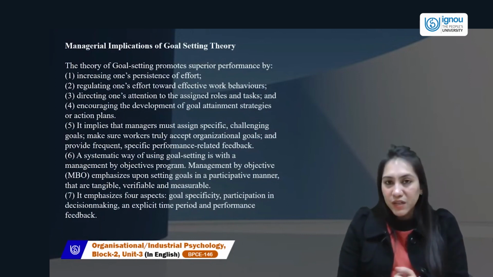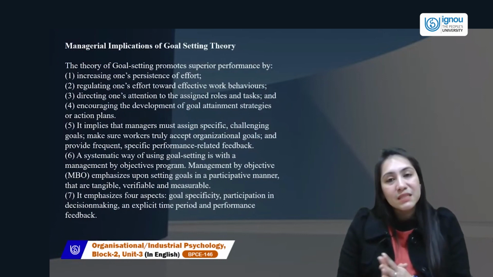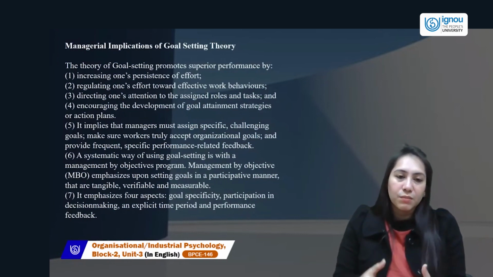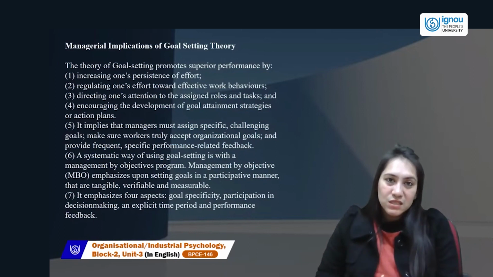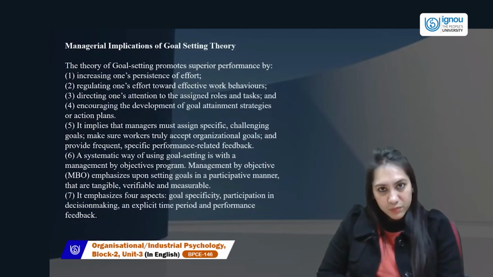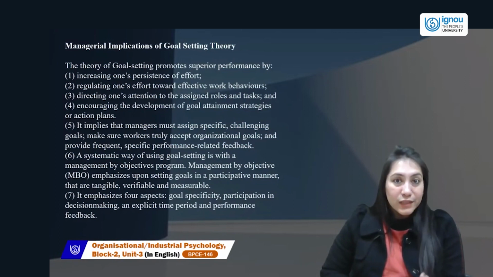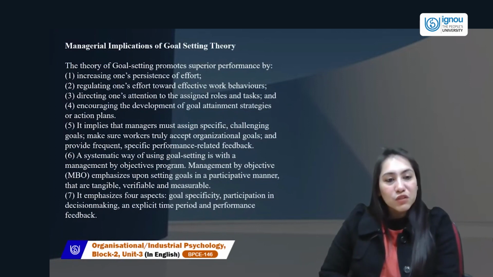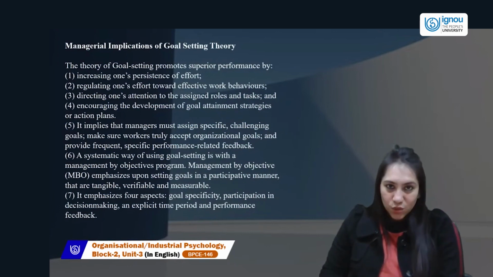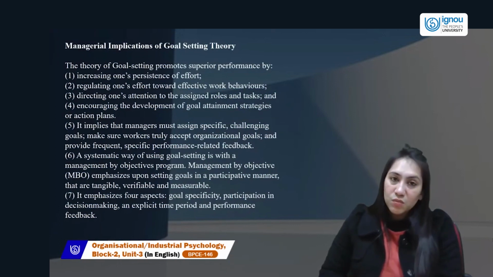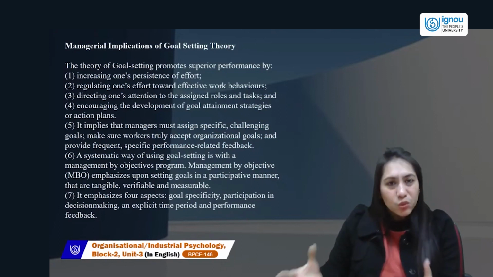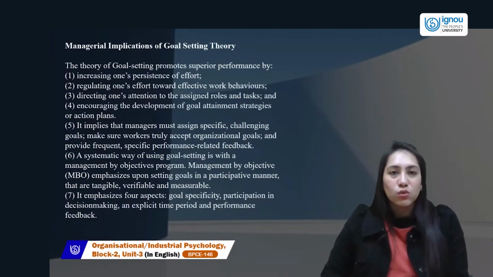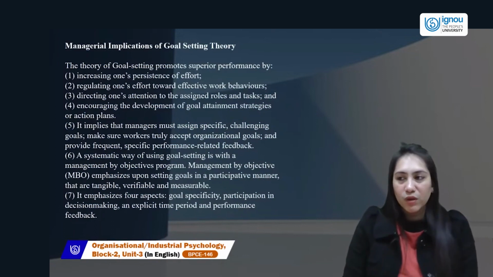So something that can be verified. Any goals you provide under management by objective are those kinds of goals which are actually measurable. They can be verified also, they should lead to a result, and they should be tangible in nature. Also, it emphasizes four features and aspects, like what are the other ways that we can use goal setting theory. Goal specificity should be something which should be practiced. Participation in decision making, which is make sure that you involve your employees in goal setting. I feel this is one of the best ways.